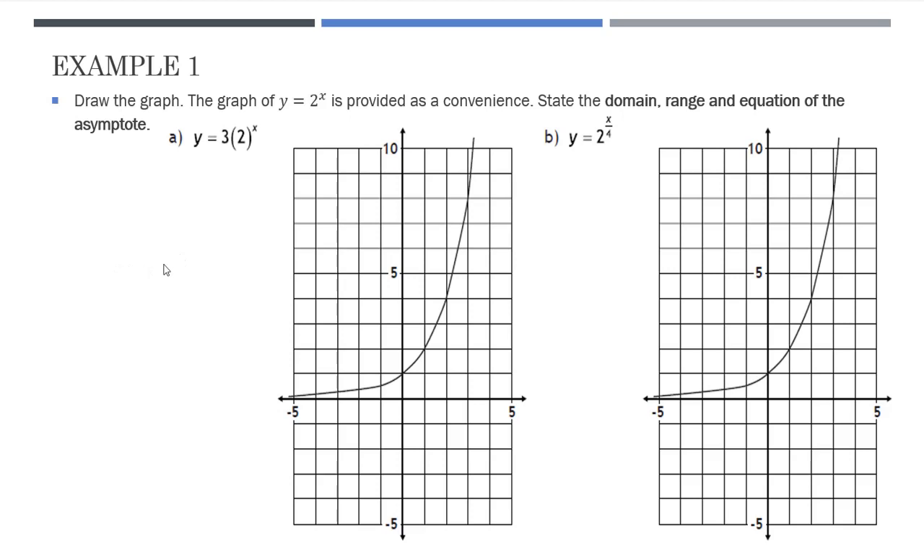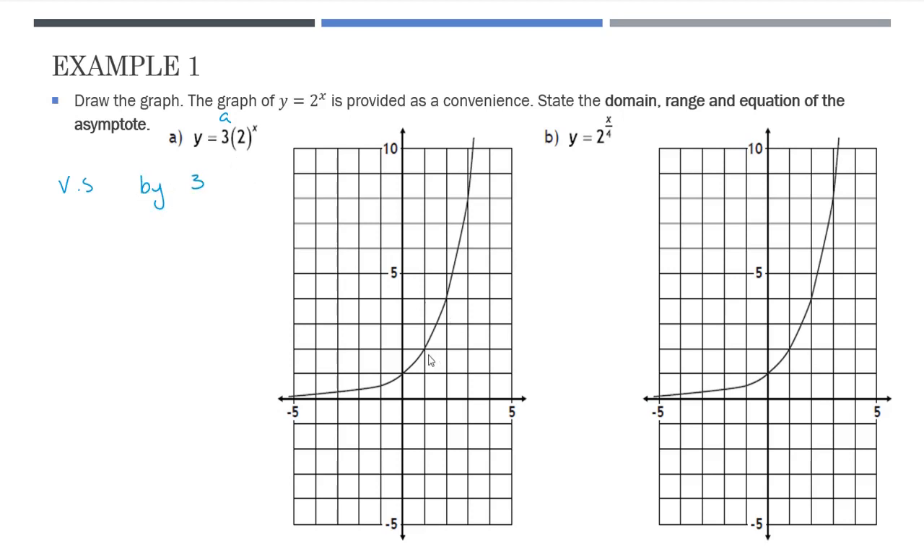So our first example looks very similar to examples in chapter 1 and 2. We have: draw the graph. The graph of y equals 2 to the power of x is provided as a convenience. State the domain, range, and equation of the asymptote. So we have y equals 3 times 2 to the power of x. Well, that's our a. So this is going to be a vertical stretch by a factor of 3, meaning we're going to take each of our heights and multiply it by 3.